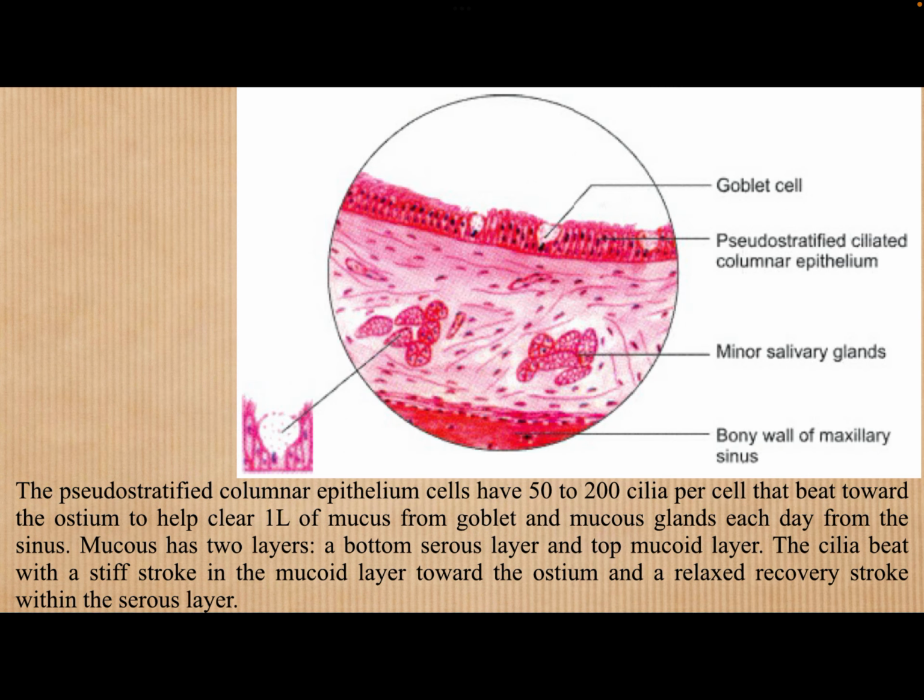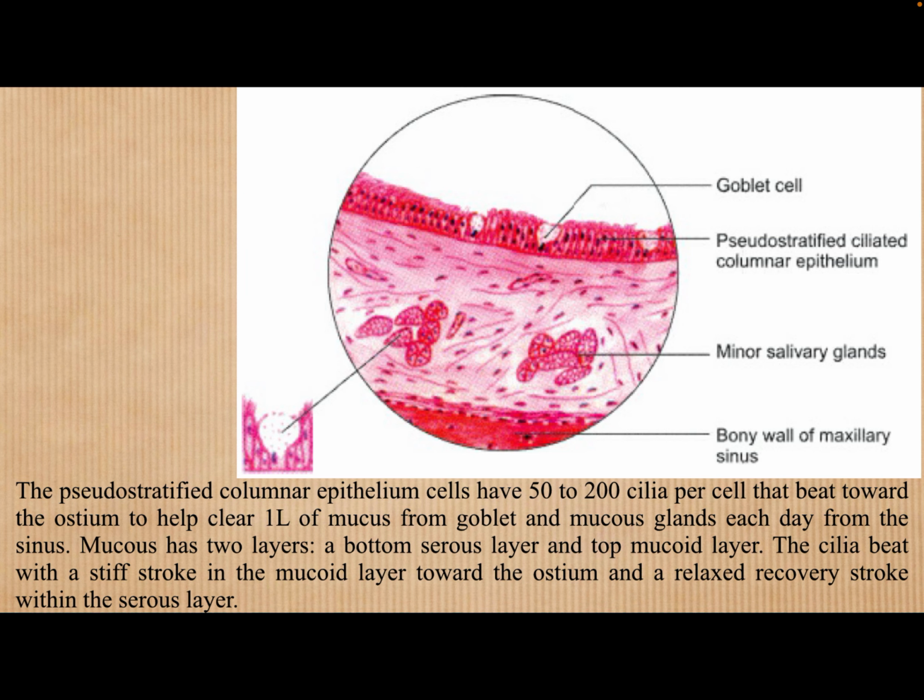In this histology diagram, you will be able to identify all the types of cells. Pseudostratified ciliated columnar epithelium can be seen, and also goblet cells, that is flask-shaped cells. They mainly produce the mucus secretions, and minor salivary glands can also be seen in the connective tissue. The pseudostratified columnar epithelial cells have around 50 to 200 cilia per cell that beat towards the ostium to help clear mucus, that is, the 1 liter of mucus produced by these goblet cells and mucous glands each day from the sinus.